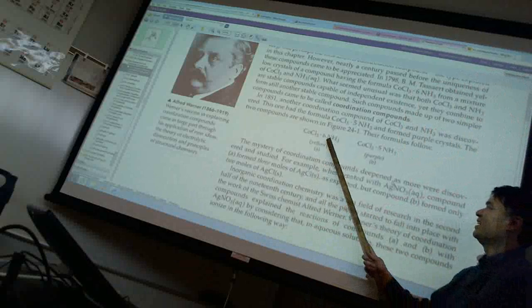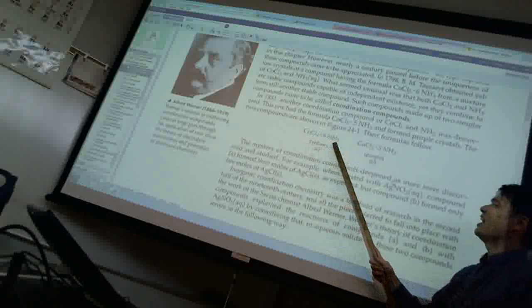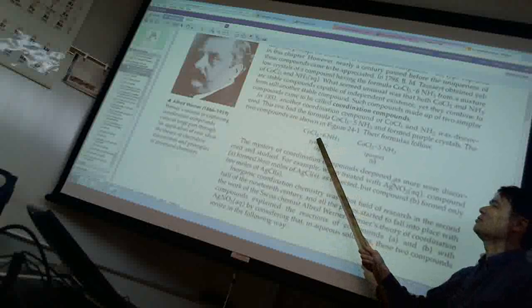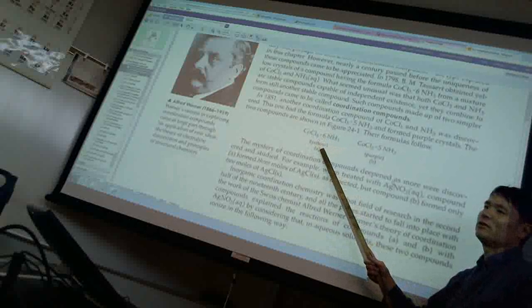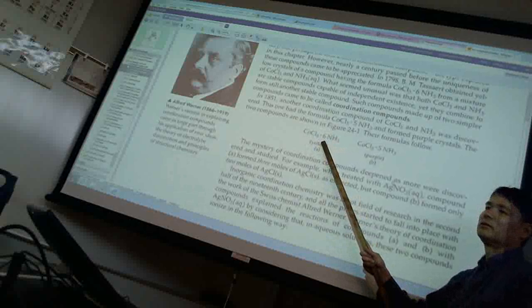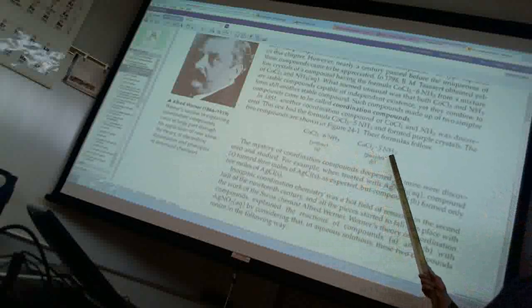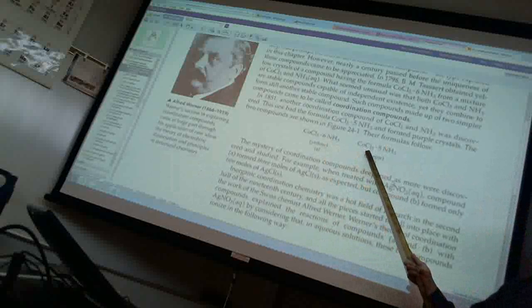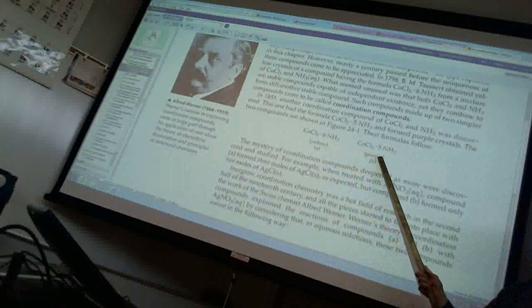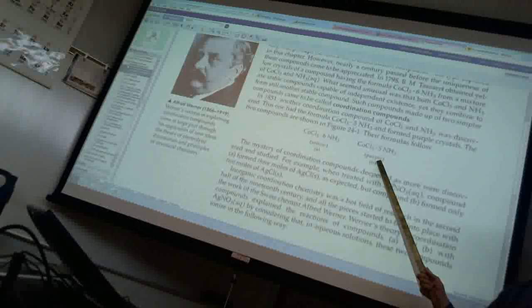But nonetheless, if I dissolve this and add excess silver nitrate, I should precipitate out how many moles of silver chloride for every mole of this? 3 moles. And the same thing here. I just have 5 ammonias rather than 6. And so if I dissolve this, how many moles silver chloride should I precipitate?